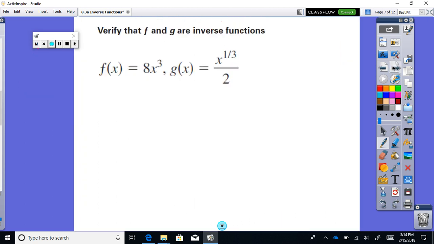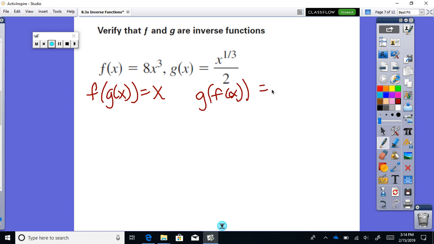Verify that f and g are inverse functions. So I want to prove that f of x and g of x are the inverses of each other, which means that I need to show that if I take f composed of g of x, I get x, and if I take g composed of f of x, it also equals x. So I need to prove that. So this one I'm going to start with f.